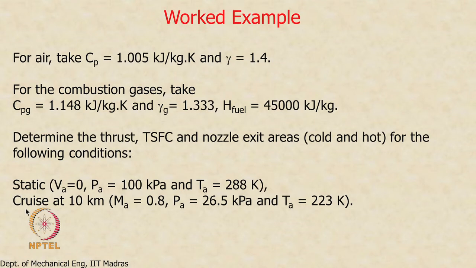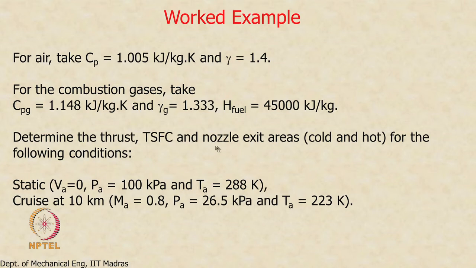And then we are also asked to calculate the thrust, TSFC and nozzle areas for cruise at 10 km altitude, which corresponds to running conditions of 0.8 for the Mach number, ambient pressure 26.5 kilopascal and ambient temperature 223 Kelvin. So, we are asked to calculate this for both these conditions.